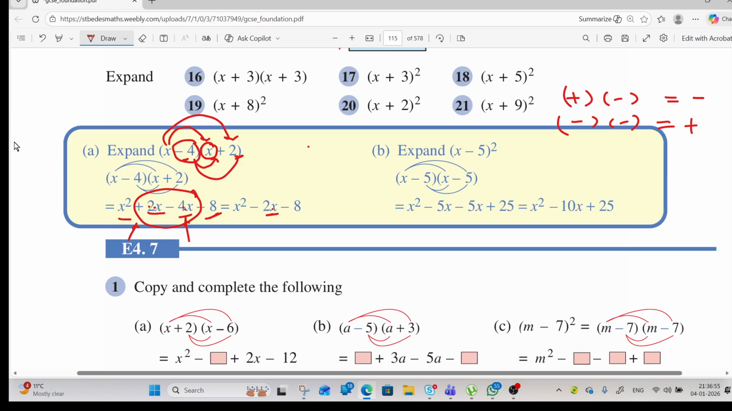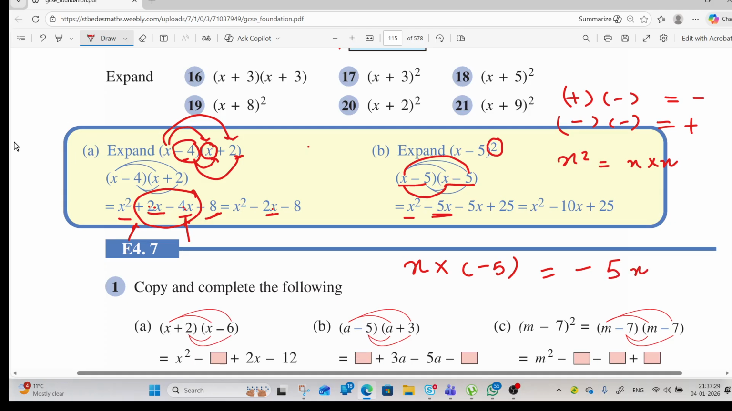So x minus 5 squared means you can write it as x minus 5 times x minus 5, right? Because x squared means x times x, so similarly x minus 5 whole squared means x minus 5 times x minus 5. Again you first do x times x, which is x squared, then you do x times negative 5, which would give you negative 5x, because x is positive and you are multiplying it with negative 5, that's why you get negative 5x, right?